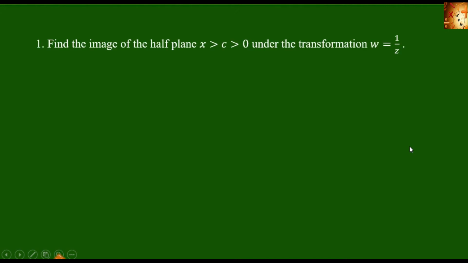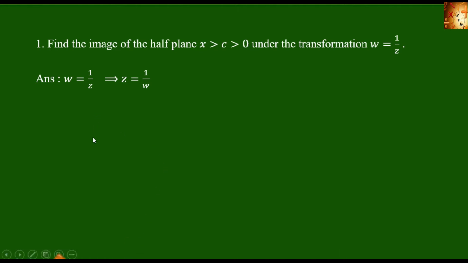Next, we are moving to some problems. First one, find the image of the half plane x greater than c, where c is a constant greater than 0, which means x is a positive number, under the transformation W equal to 1 by Z. Here the problems are solved by taking the transformation as Z equal to 1 by W. Then the steps will be easier. So here Z equal to 1 by W.